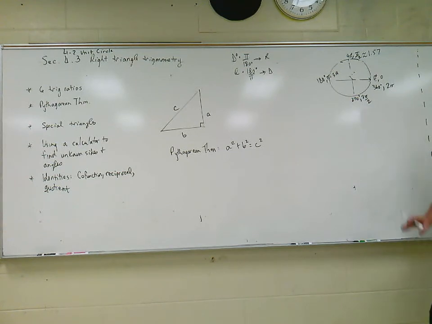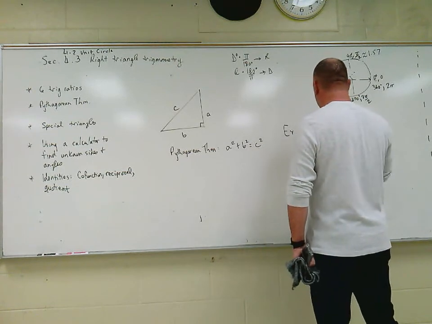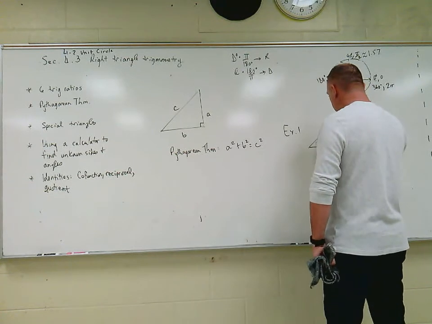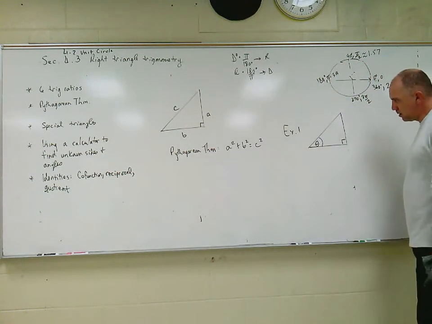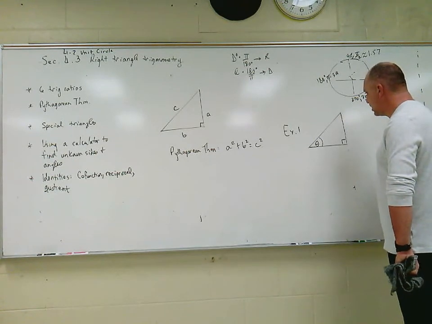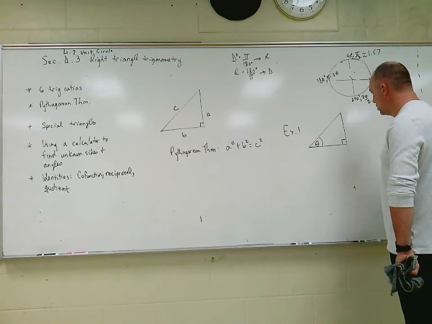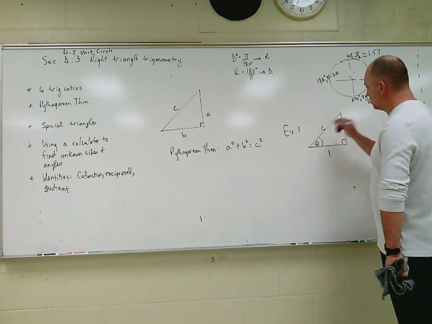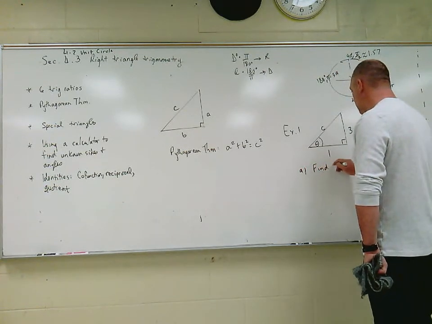Now, here's what we're going to do. Example 1. You're going to work this problem where it's got missing parts. Let's say this is our angle theta. We're going to go from this angle here. And let's say that this side is 3, this side is 1, but we don't know C. So part A, first thing we're going to do is find the missing side.